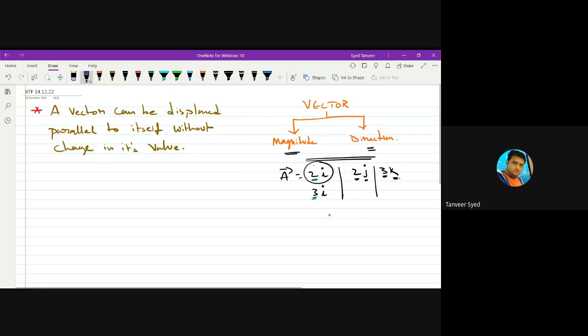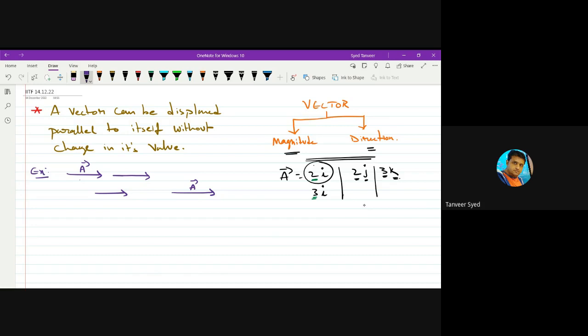What does this mean? I have a vector A like this. I will displace this vector from here to here. I will not change its magnitude. I will not change its direction. Then does its value change? No. If I displace this vector from here to here without changing its direction, will its magnitude change? No. No, sir. If I displace this vector from here to here, its value does not change.